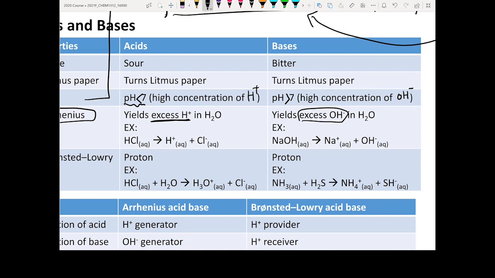For example, if you throw HCl into water to form the HCl aqueous solution, HCl is going to produce H+ and Cl-, right? Since you throw in HCl, you produce more H+ inside your water. Then we call HCl an acid. If you throw sodium hydroxide into water, that is going to produce more OH- inside your water solution. Therefore, based on Arrhenius' definition, sodium hydroxide is a base.